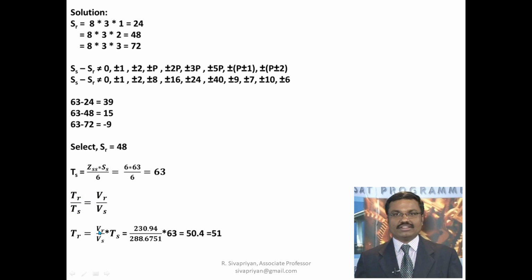So TR equal to VR by VS into TS. Now if you substitute the value, we will get 50.4. We have to round off the value because turns should be an integer. So we will take 51.